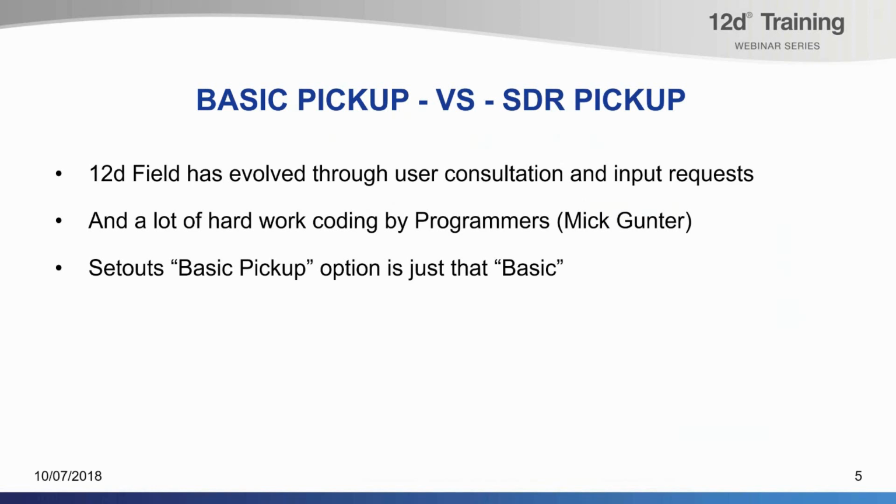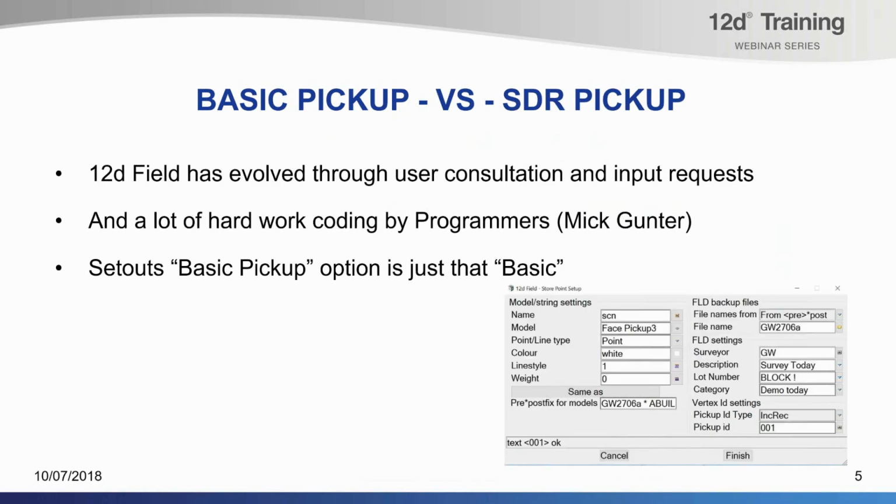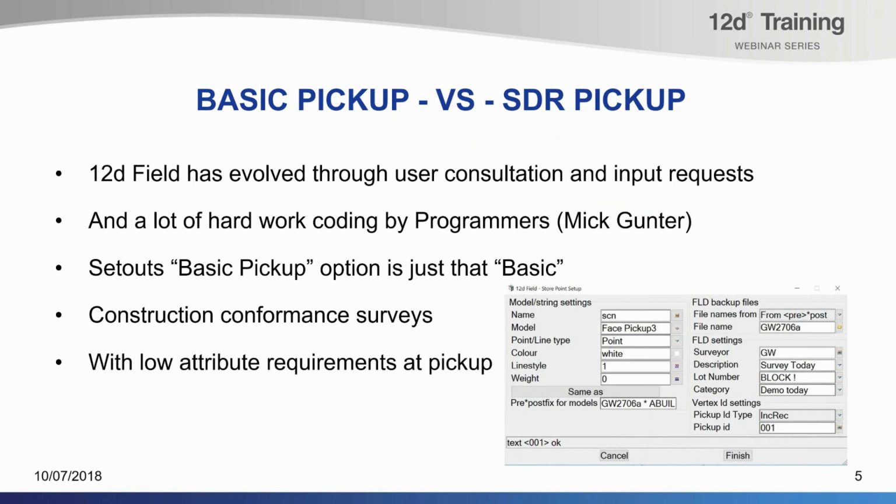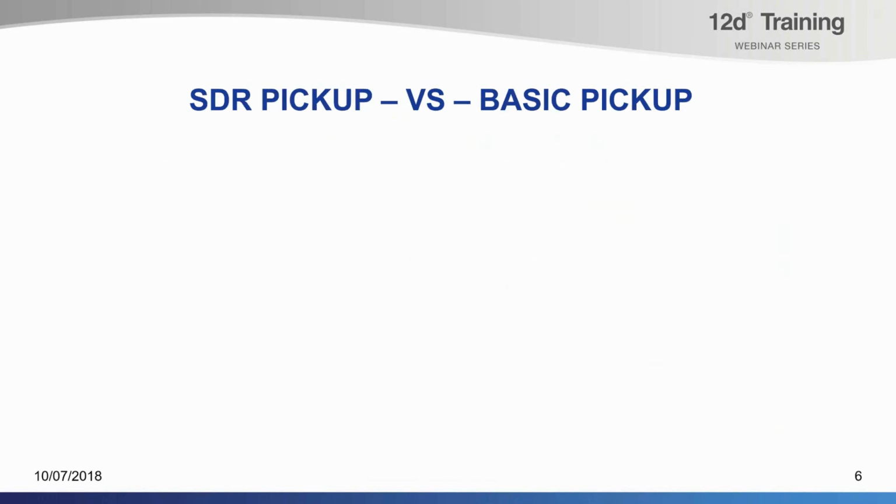So Setout's basic pickup option is just that. It's basic. Here's a panel just popped up on the right-hand side of the screen there. It was designed primarily for construction conformance surveys. It was never envisaged to be a detailed survey package, hence the 12D Field Pickup was evolved and has grown. And so the basic pickup in 12D Field Setout was to be used with low attribute requirements at the time of pickup, so that pavement conformances, wall conformances and the like were the major uses for that. So that's basic pickup versus SDR or 12D Field Pickup.